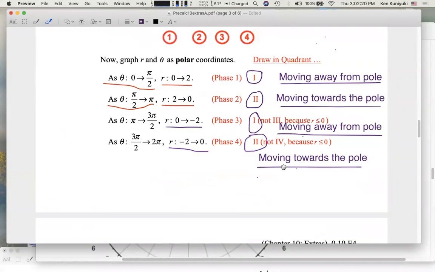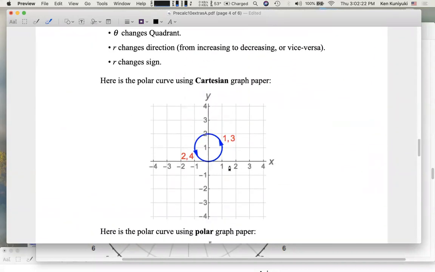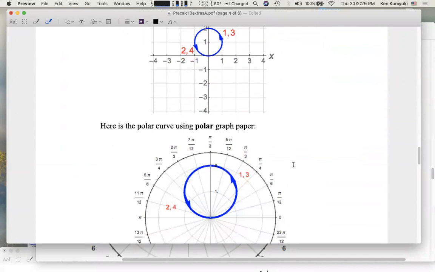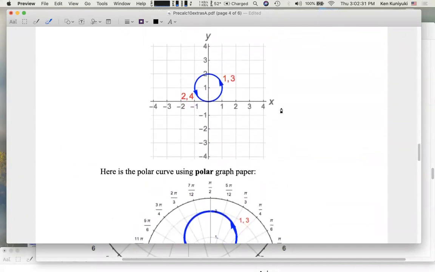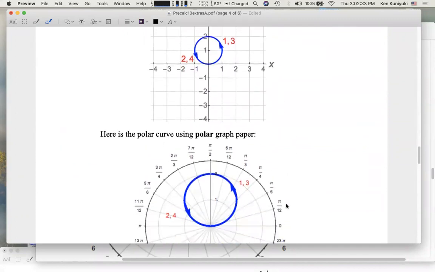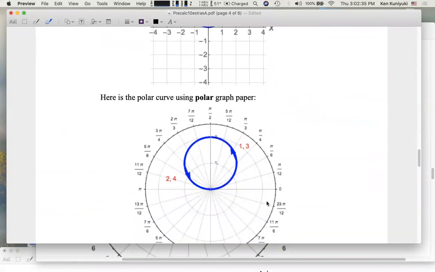All right, don't forget your arrow. You have to put at least one indicating orientation. It will be counterclockwise in our class. And on a final, I would allow either using Cartesian or graph paper. I'll provide both, basically.